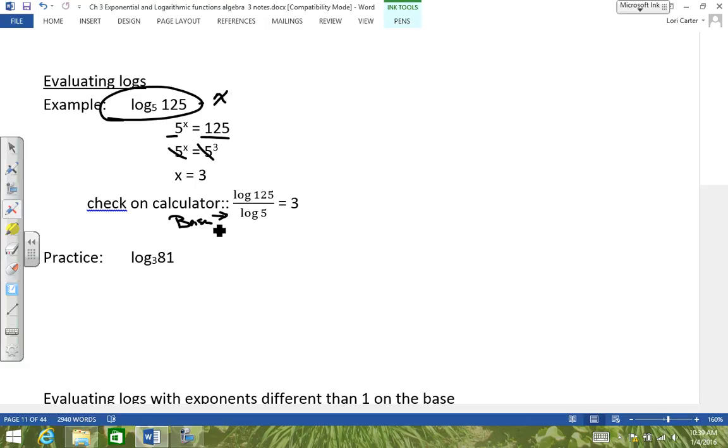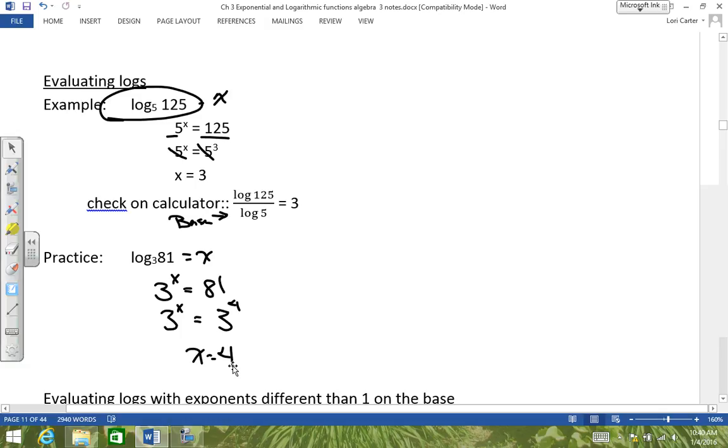How'd you do it? Let's see how Coster did. I did 3x is equal to 3 to the 4th, because I knew 3 to the 4th is 81. And I cancel out the 3's. And that gives me x equals 4, and then check it. Excellent. Any questions? No, that was really good.